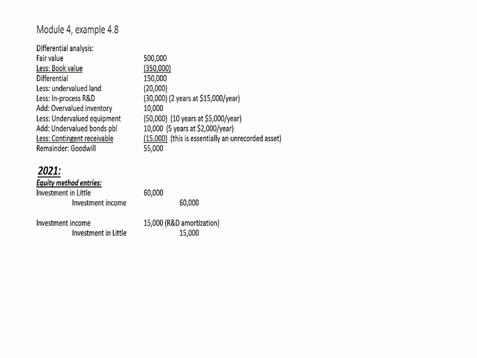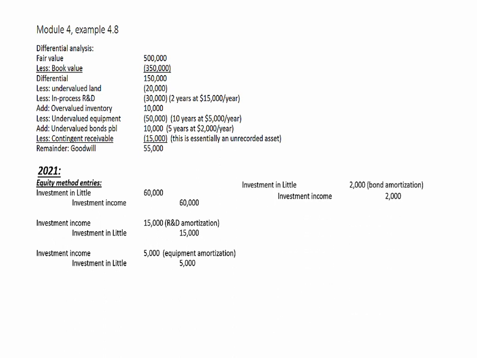Now we need to start going through the amortization again. Again, just going straight down that list of differential items. Again, the land never gets amortized. The in-process R&D, we're taking the second of 2 years at $15,000 per year. The inventory is gone. The inventory was amortized last year in 2020, so we amortize that once and done, it's all gone, never to be seen again. We do need to take another year's worth of amortization on the equipment, and we do need to take another year's worth of amortization on the bond.